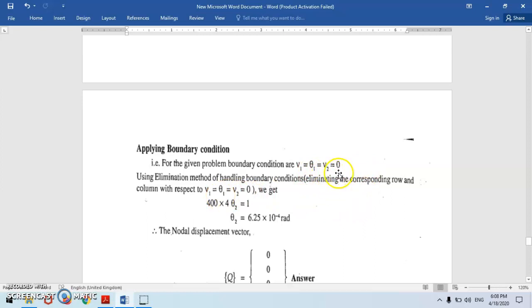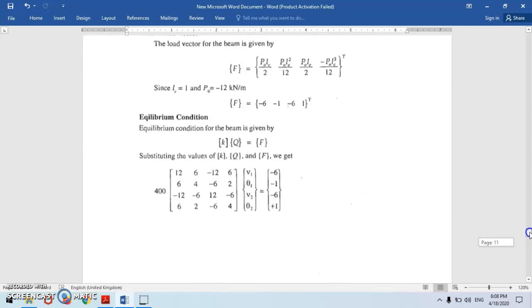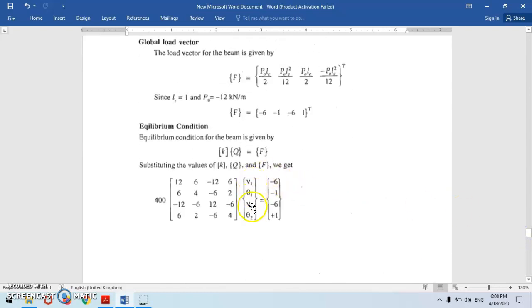So by putting these values in the equation, V1, theta 1, V2, these three will be 0. That is why the first row and first column will be eliminated. Similarly, the second row, second column will be eliminated. Next, the third row, third column will also be eliminated. I repeat, first row, first column because V1 is fixed. Next, theta 1 is fixed, that is why the second row, second column is also eliminated. Next, V2 is also 0, that is why the third row and third column are eliminated.